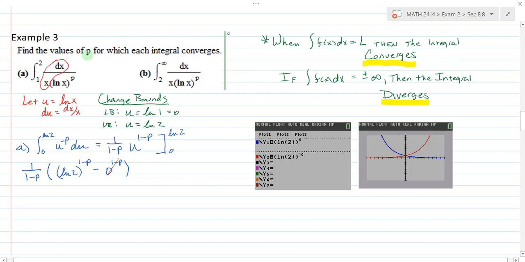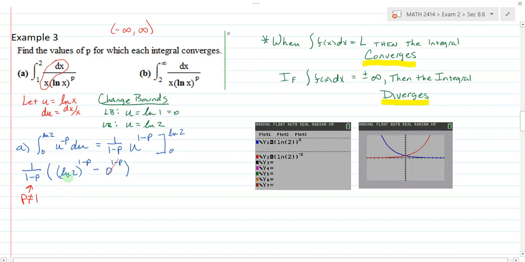And I want to know the values where p is going to converge. Now, I've got to consider all of the numbers that go from negative infinity to infinity. There's one number that p cannot be equal to because we're not allowed to divide by 0. So that means that automatically p is not going to be equal to 1 because that would cause this term to be 0 in the denominator.